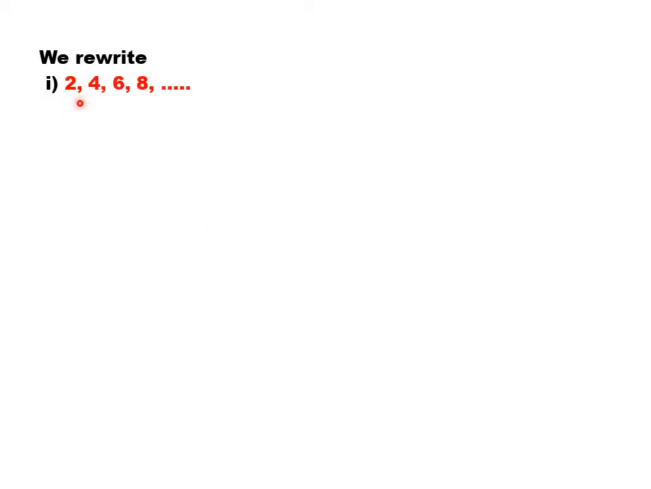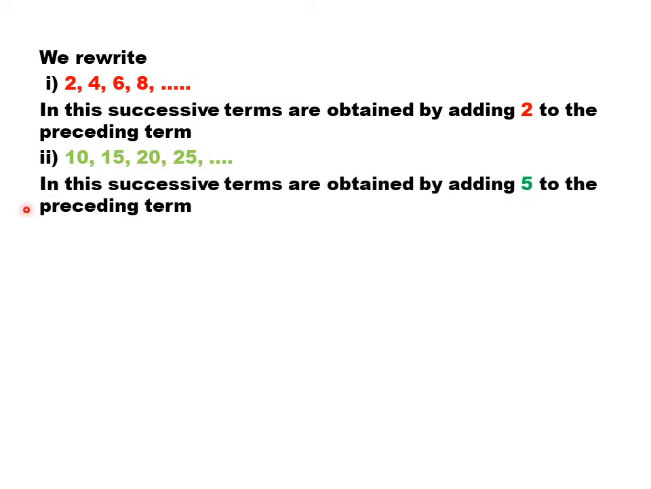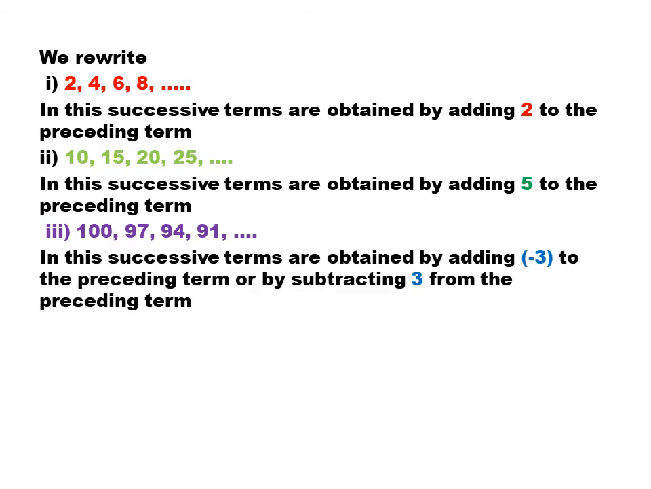So we rewrite the first list as 2, 4, 6, 8, etc. In this, successive numbers are obtained by adding 2 to the preceding term, as we have already discussed. And second is 10, 15, 20, 25, etc. In this, successive terms are obtained by adding 5 to the preceding term. And here the numbers are 100, 97, 94, 91. In this, the successive terms are obtained by adding minus 3 to the preceding term.